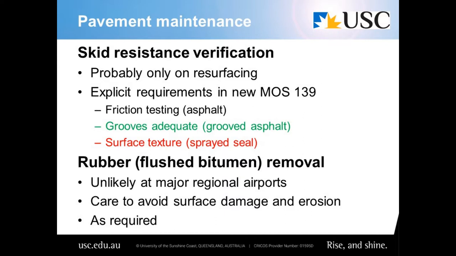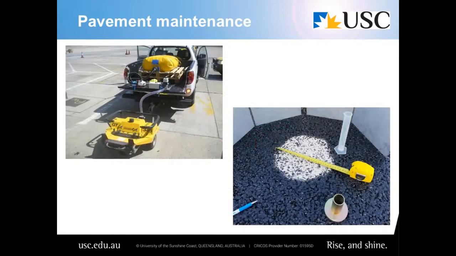Occasionally, a few regional airports have had to do this to actually remove, well, I've said rubber removal, but it's more likely in a regional case to be flushed bitumen removal. If you're going to go down the path of either removing rubber or flushed bitumen, you've just got to be careful that you don't accidentally damage the underlying surface. But again, that's something that I think I've done it or been directly involved in it maybe half a dozen times in 15 years. So it's not the kind of thing that happens on a regular basis, although it does happen from time to time.